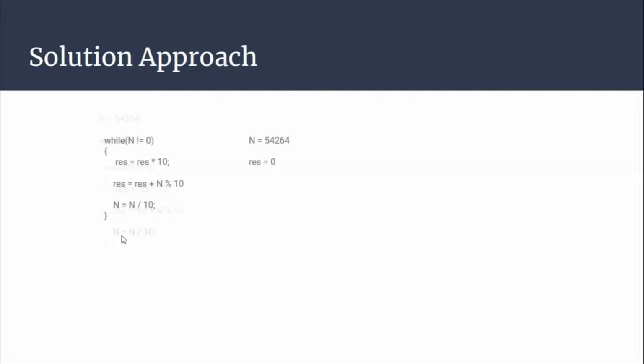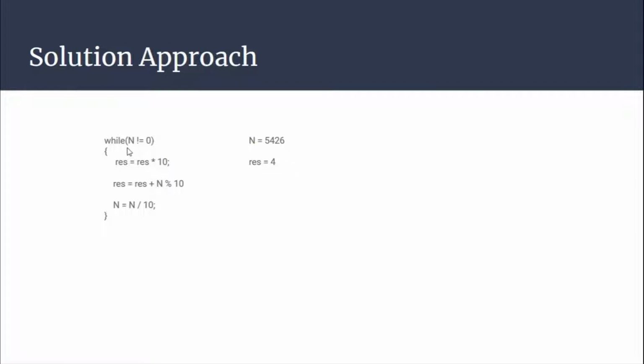So if I explain it through an example, it would look something like this. Since n is not equal to 0, we would create a new place in result. How do you do this? By simply multiplying result by 10. So result is equal to result into 10, so it would be 0. Now result is equal to result plus the last digit of n. The last digit of n is 4, so result would become 4. And now n is equal to n by 10, which means removal of the last digit from n. So after division by 10, n would become this number.